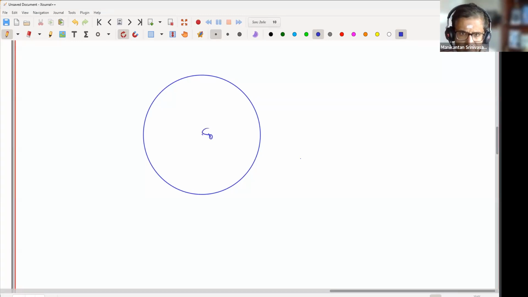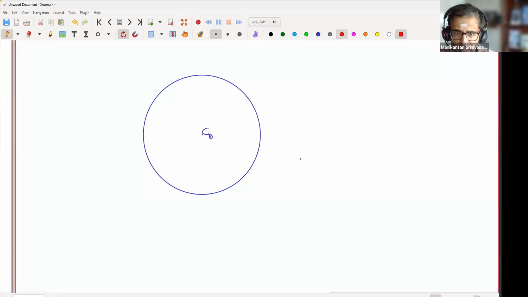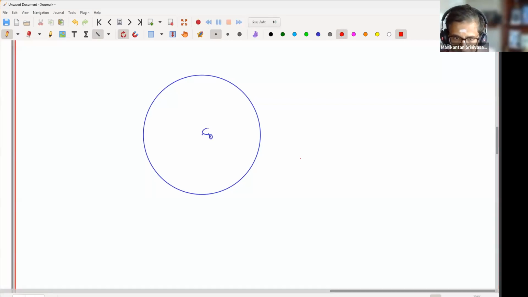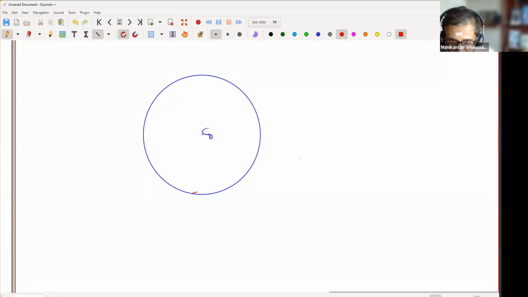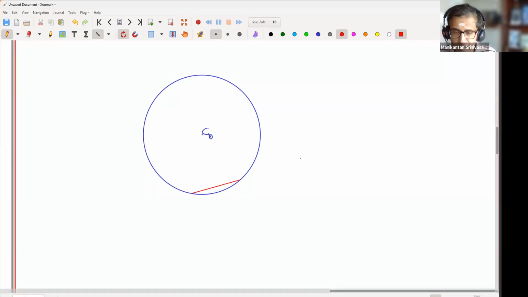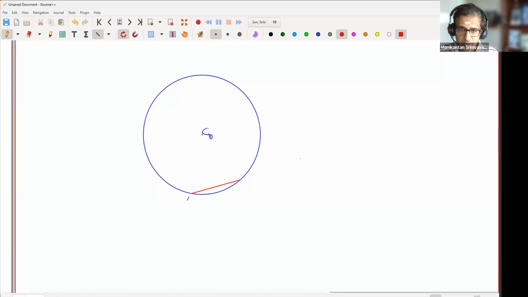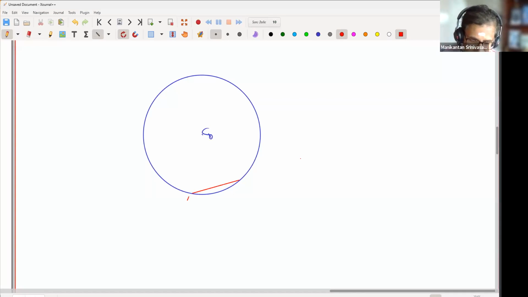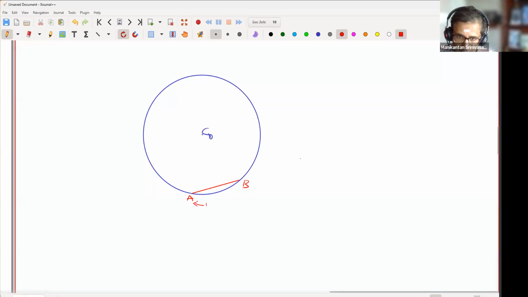Let's say this is C, right? Now, if I draw some straight line here, from here to here, dividing it up into 2 parts, this is A, this is B. Okay, so this is called the minor segment.